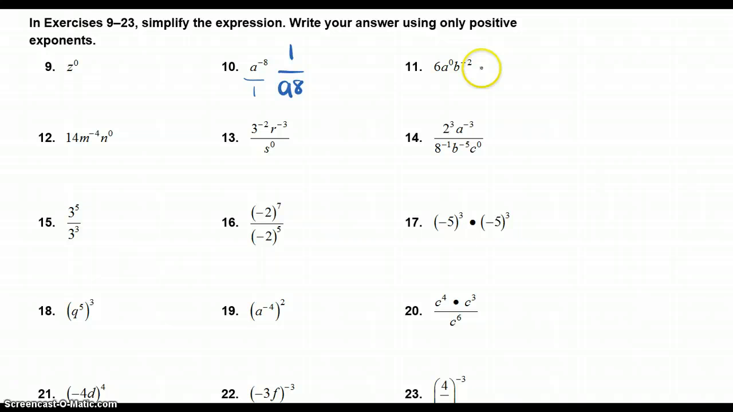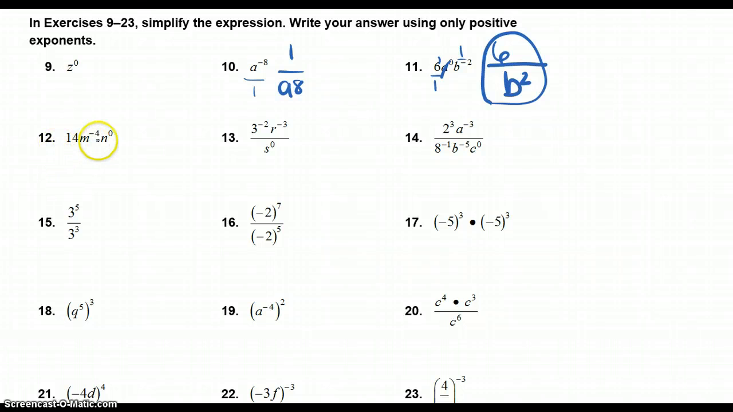So we look at number 11. A lot of times I just draw my fraction bar. And then 6 is 6 over 1, so that stays on the top because it's happy. It has a positive exponent right now. A to the 0 really is just 1. B to the negative 2nd is really 1 over b to the 2nd power. So I put the b to the 2nd on the bottom, and this is my final answer.